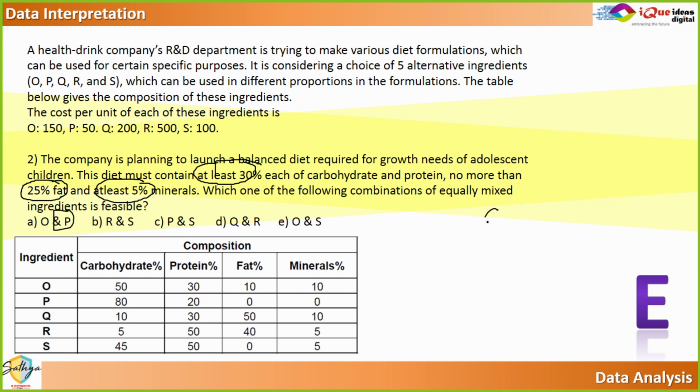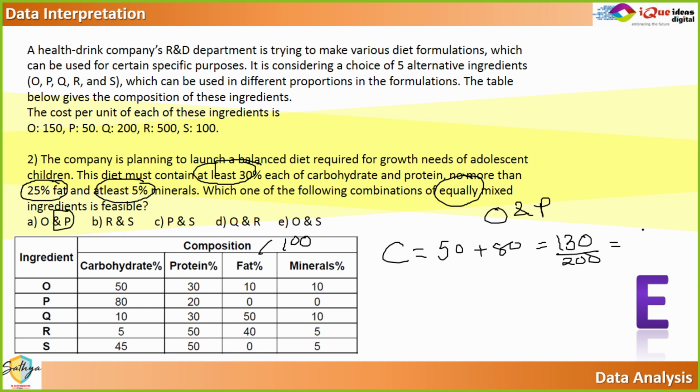So if I mix O and P and it is given that they're equally mixed, that means I can directly compare the percentages. So O and P, the carbohydrate is 50 plus 80. 50 plus 80 is 130 out of 200 because this is all out of 100. So 130 out of 200 is 65 out of 100. So 65 percentage. So the condition of minimum 30% carbohydrate is matched. The first condition is satisfied by the first option.